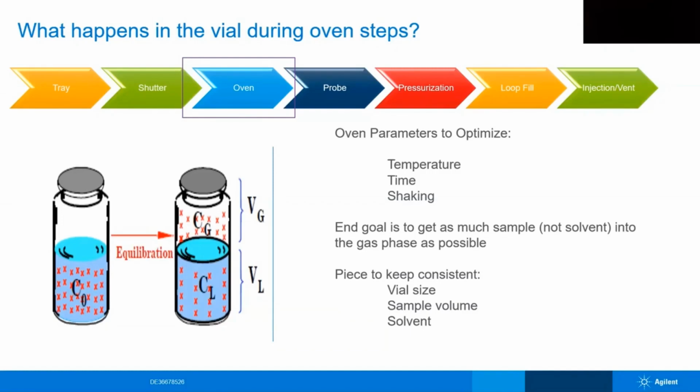The piece we're keeping consistent as we optimize this, we're generally keeping our vial size consistent, we're keeping our sample volume consistent, and we're keeping our solvent consistent. So we don't want to change too many things at once. So when we think about starting this process, that is the ideal place to start.